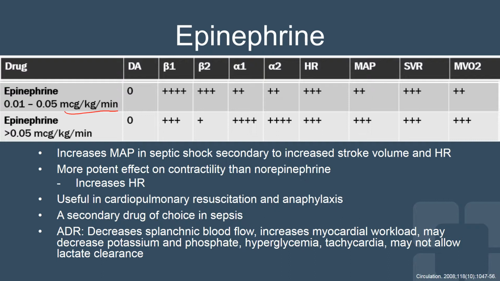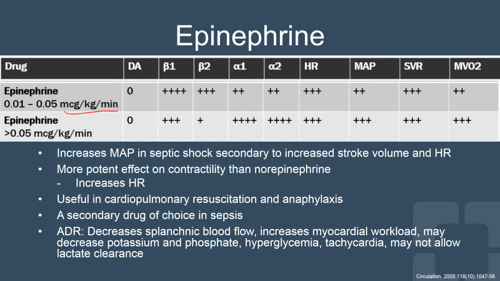cardiopulmonary resuscitation care. Now, it is a secondary drug of choice in sepsis, but it may not be the secondary drug of choice in sepsis. When you look at the guidelines, it does say norepinephrine is our first-line agent, or you can consider vasopressin or epinephrine. Now, we are an institution that does prefer vasopressin before epinephrine, but it is not uncommon to see an epinephrine drip in select patients potentially before vasopressin.